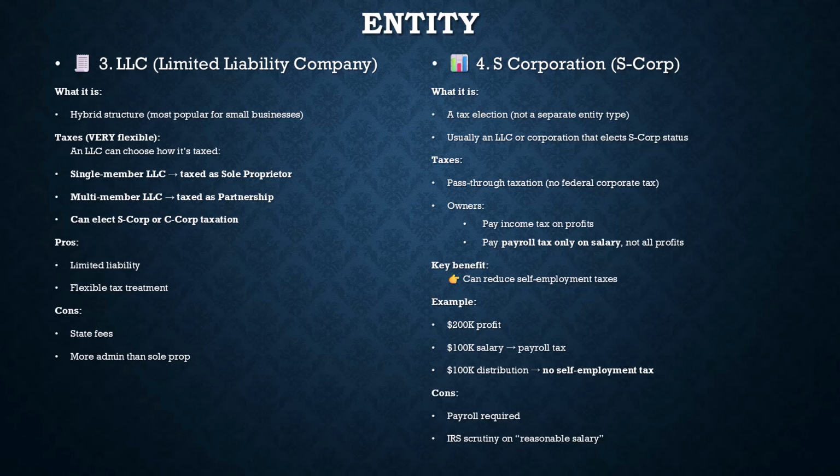The owners pay income tax on the profits, and pay payroll tax only on salary, not on all the profits. S-Corporation is huge in reducing your payroll taxes. An example I gave to you guys here, you make a company, 200K profit, you take out 100K in payroll taxes, the other 100K you distribute to yourself, no self-employment tax.